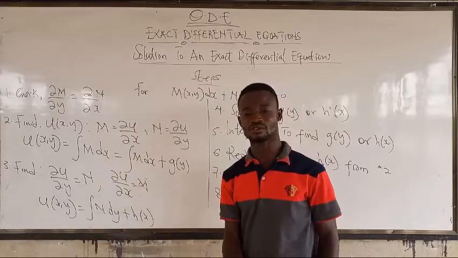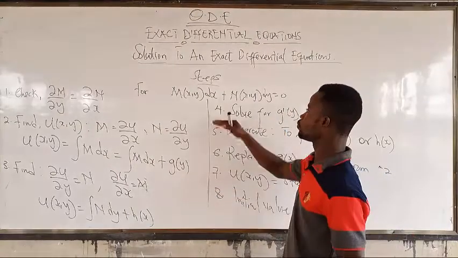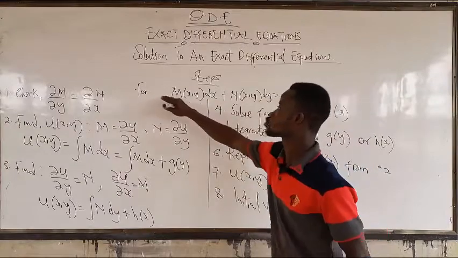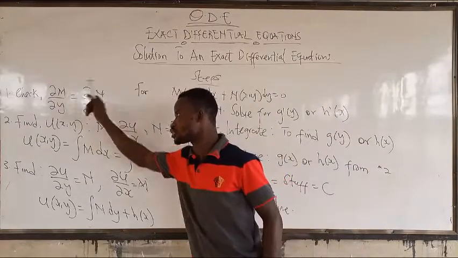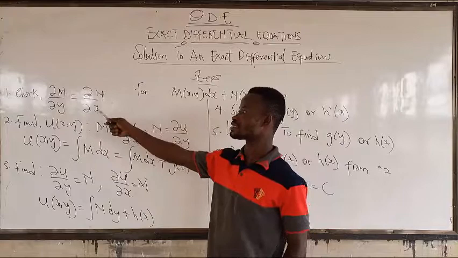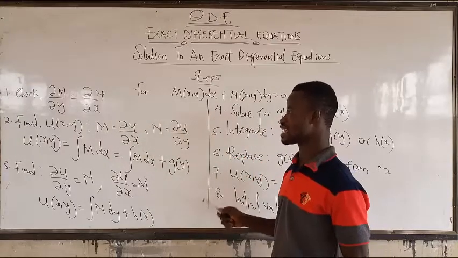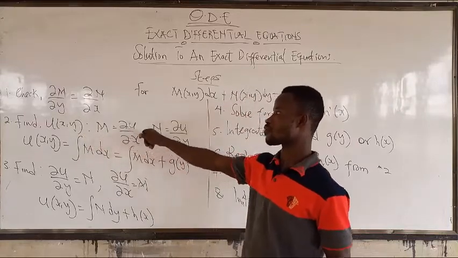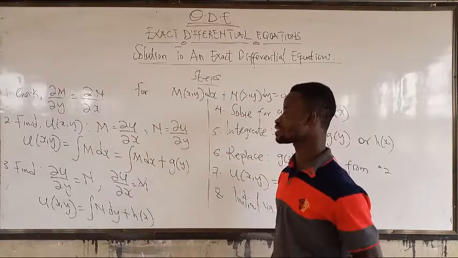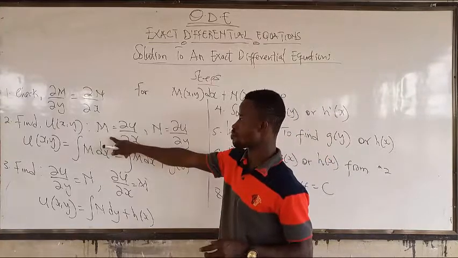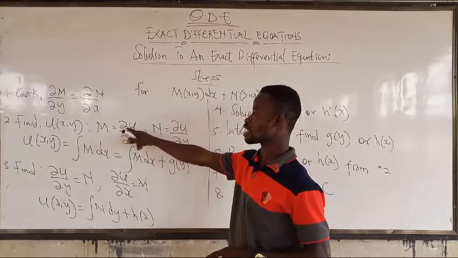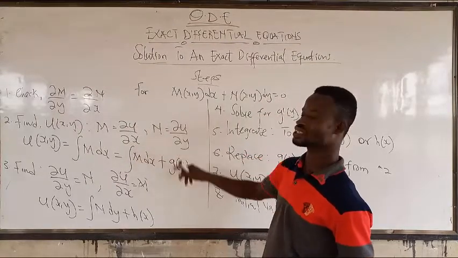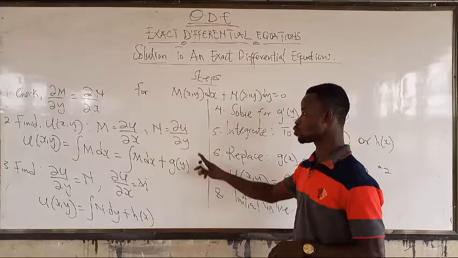Don't forget that in the question you will be given this, alright? So for this, there you go. First, check whether this is exact. If it's exact, then you continue to find the function of u in terms of x, y. So in doing that, we need to go and find the M and the N. The M is the partial derivative of u with respect to x, and the N is the partial derivative of u with respect to y.